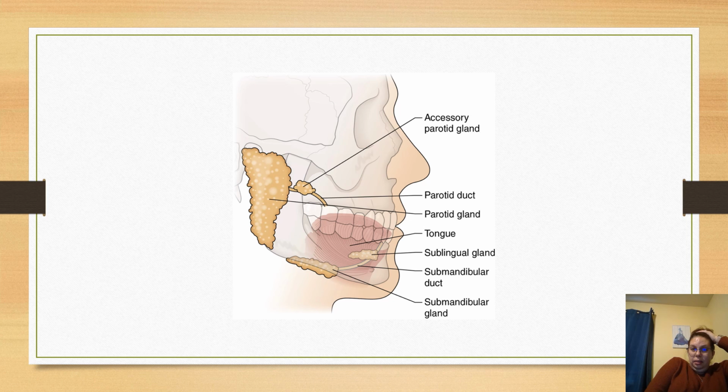These are the salivary glands. Okay, so parotid gland, I think of mumps, because that can get pretty swollen. Otherwise, don't really worry about it.